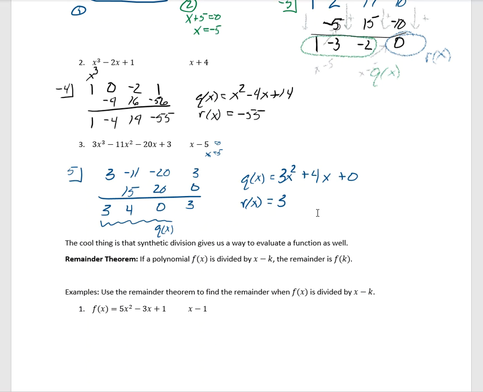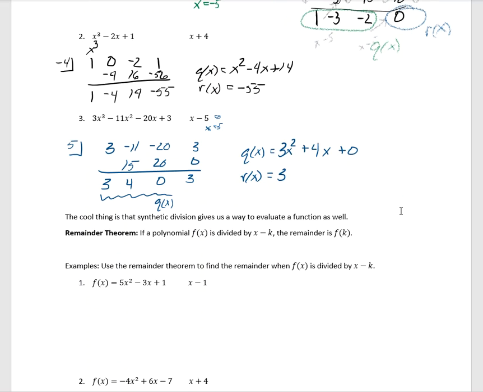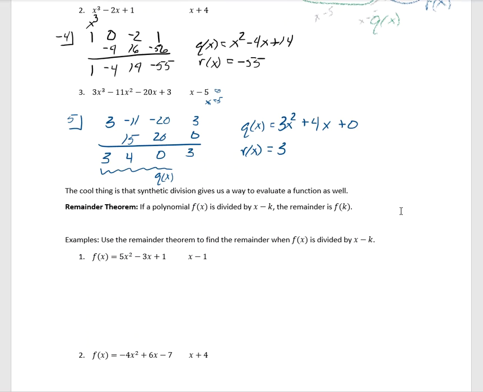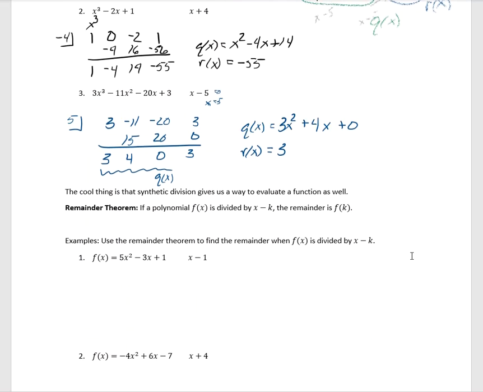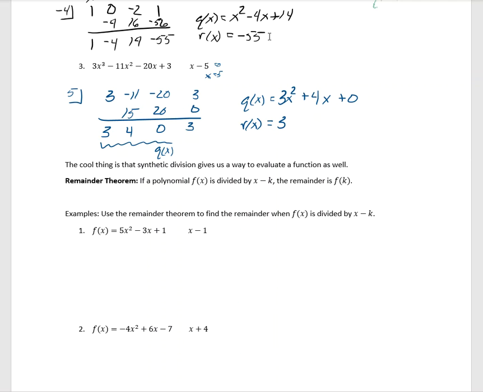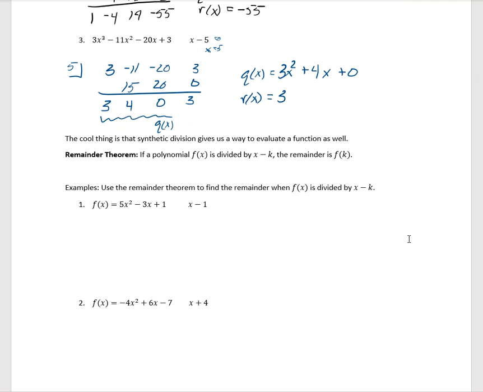All right, so here's this cool little fact. Oh, no, that's not the fact I was thinking of. We'll come about that in a different video. It's a fact I was thinking of, but didn't say out loud. So when we use synthetic division, we can also evaluate a function as well. So if a polynomial f of x is divided by x minus k, the remainder is f evaluated at k.